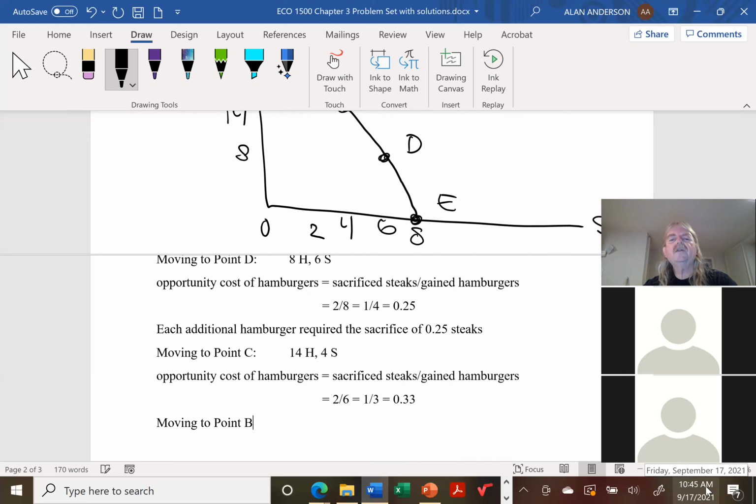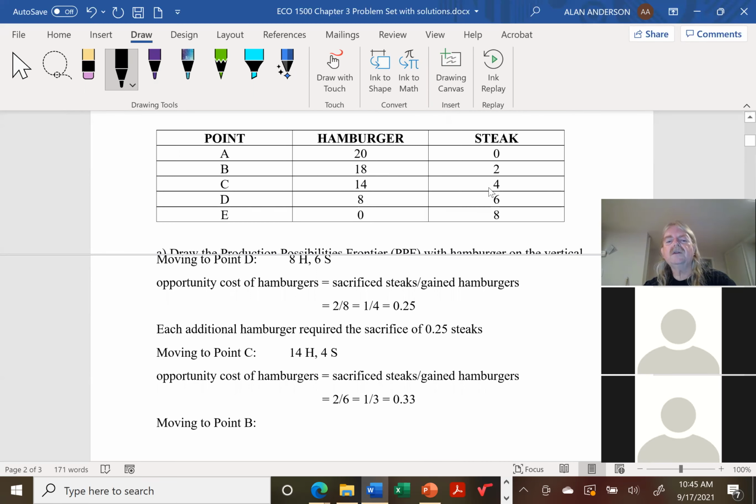Now, from C to B, so we'll say moving to point B. At point B, you can look at the chart or the graph. You have 18 burgers and 2 steaks. So you see what's happening here. The way this table was constructed, and it doesn't have to work this way, each movement entails the loss of the same amount of steaks. What's happening to the burgers, though, is that each extra steak that we lose is only providing us with fewer and fewer extra hamburgers. Now, why is this happening, by the way?